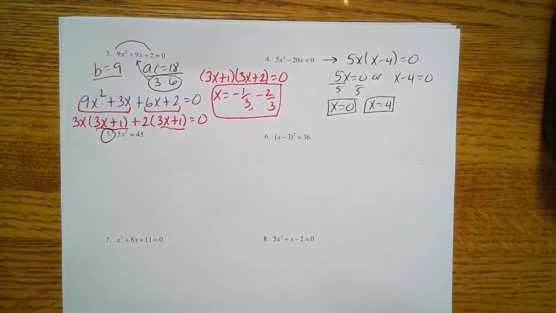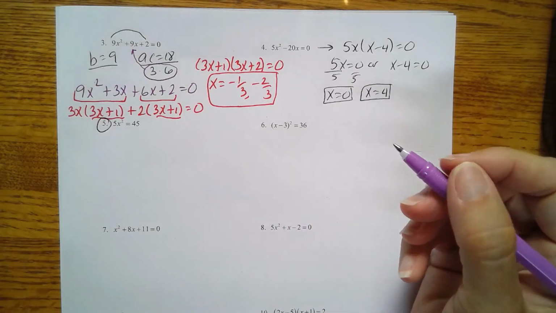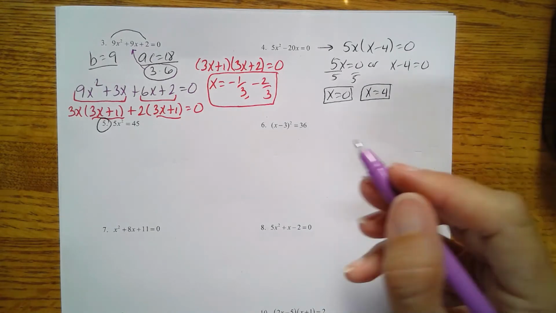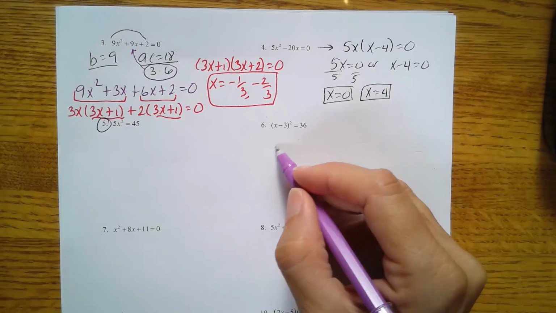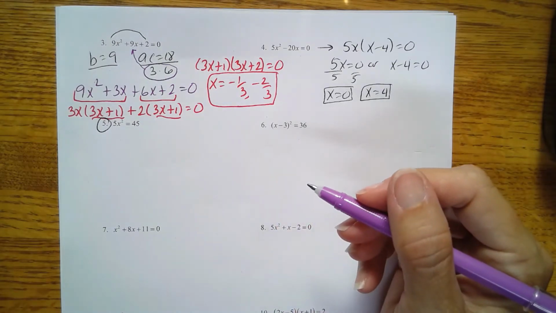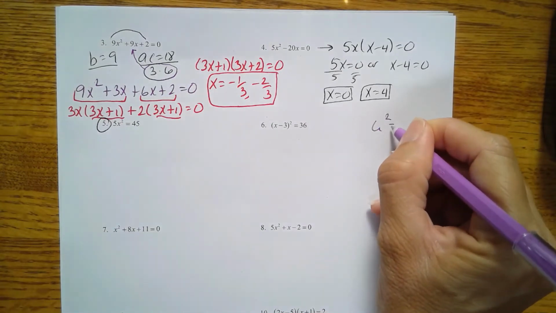Alright, so number 6, we have x minus 3 quantity squared equaling 36. This is a square root property. A slower way would be to take x minus 3 times x minus 3, multiply it all out, bring over the 36, and so forth. But the quicker way to realize is this is that u squared equaling d.